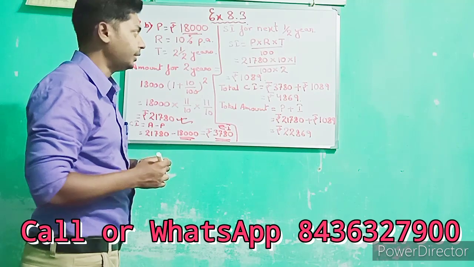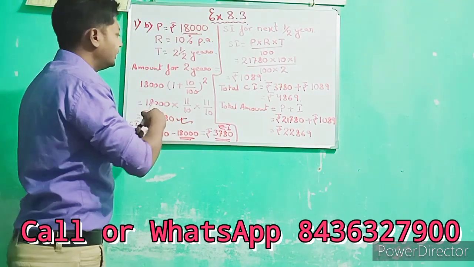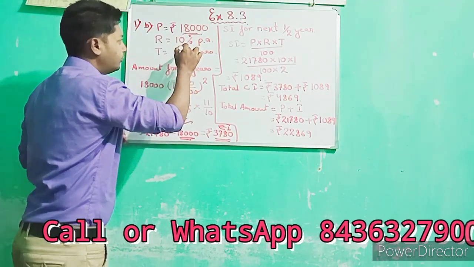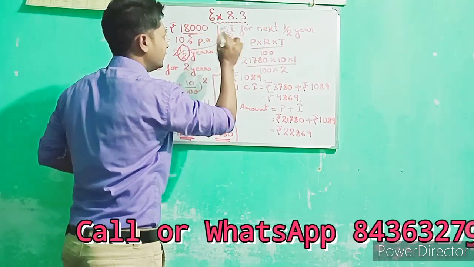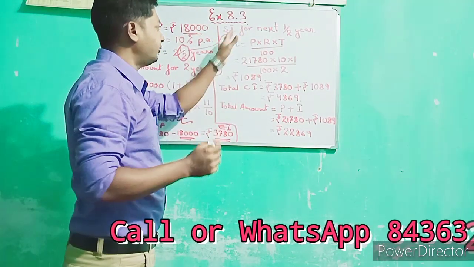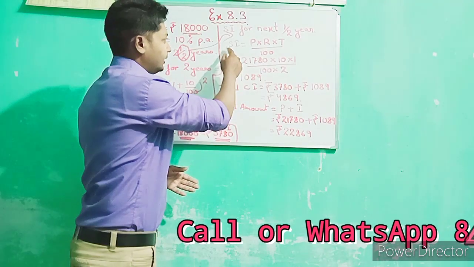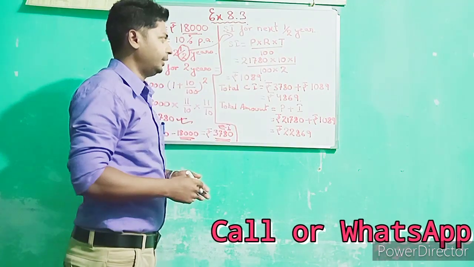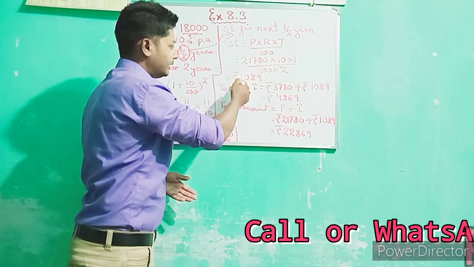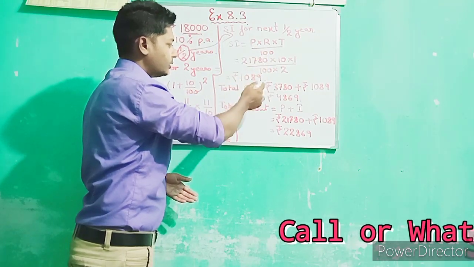This is the CI. Now we will be calculating this half. So the SI for the next half year. What is the SI for the next half year? We know the formula, PRT by 100. Similarly, we get the simple interest as 1089.